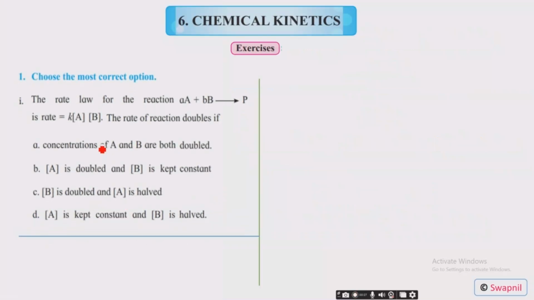So first question is the rate law for the reaction A plus B gives P. Its rate is equal to K into concentration of A into concentration of B. The rate of reaction doubles if, and these are the options for this question, and the correct option is option B, that is concentration of A is double and concentration B is kept constant. So let's see the explanation for this question.